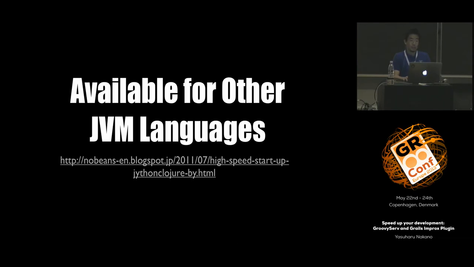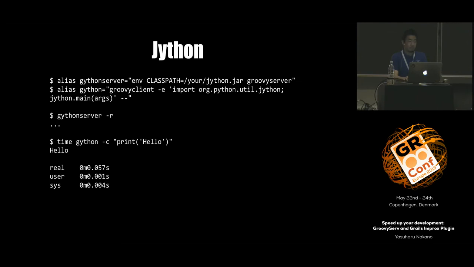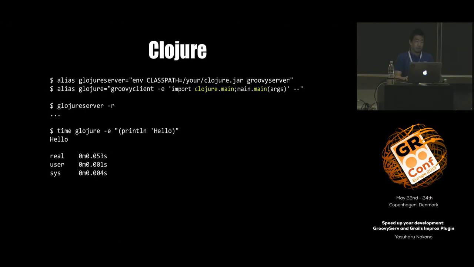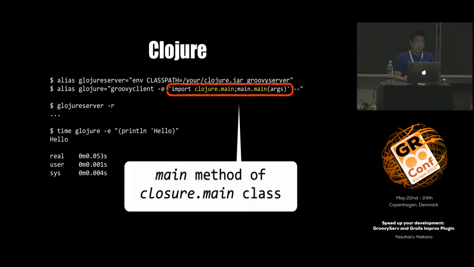GroovyServ is available for other JVM languages. For example, JRuby. JRuby is an implementation of Ruby written in Java. And Clojure. Clojure is a dialect of Lisp. I think that you can also apply it to other JVM languages. All you have to do for this purpose is to specify an entry point of the language. For example, in the case of Clojure, the entry point is the main method of the clojure.main class.